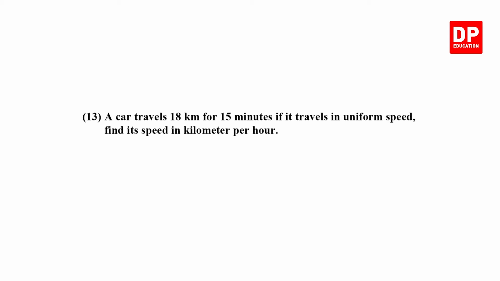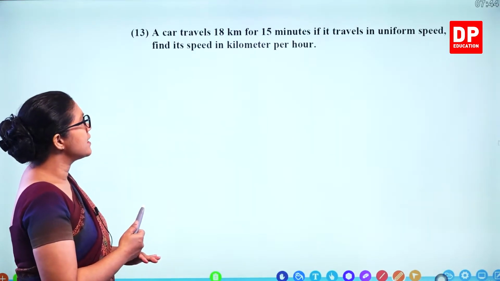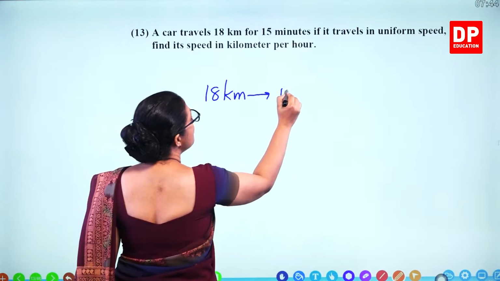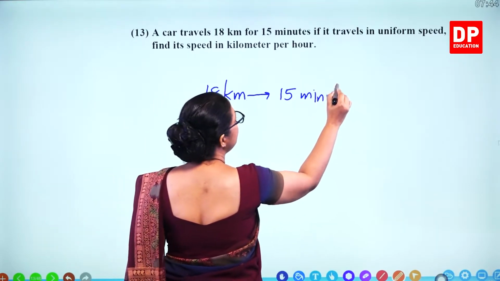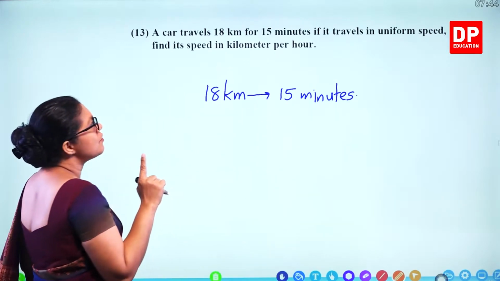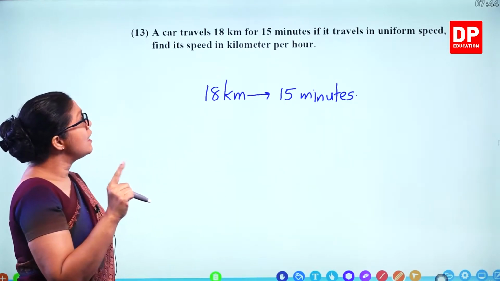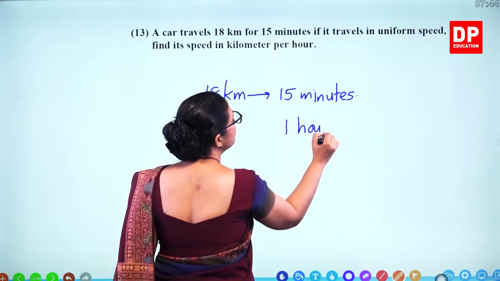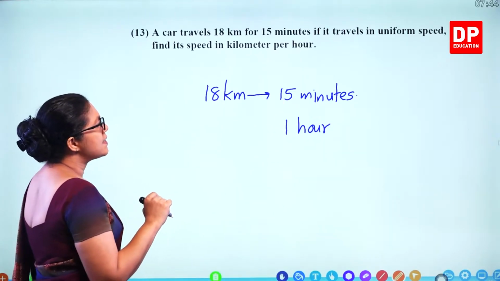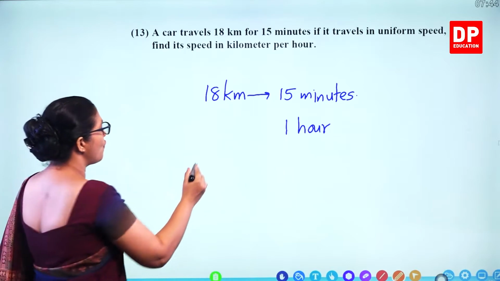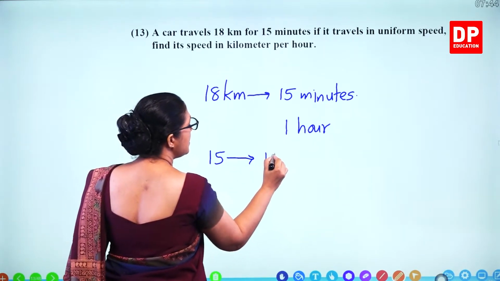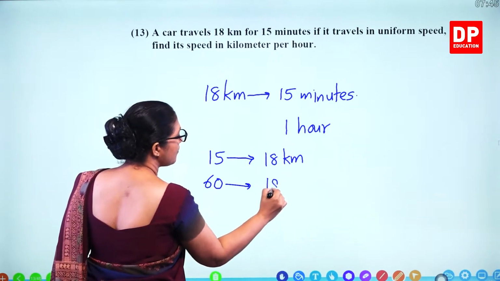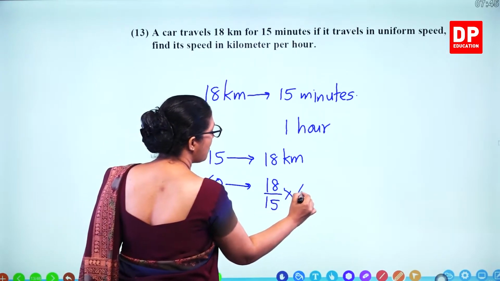Question number 13. A car travels 18 kilometers in 15 minutes. If it travels at uniform speed, find its speed in kilometers per hour. So this is 1 hour. How many minutes for 1 hour? 60. So 15 minutes, 18 kilometers. What about 60 minutes? 18 divided by 15 multiplied by 60.